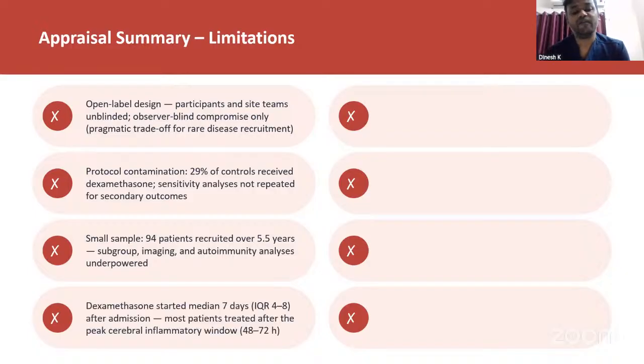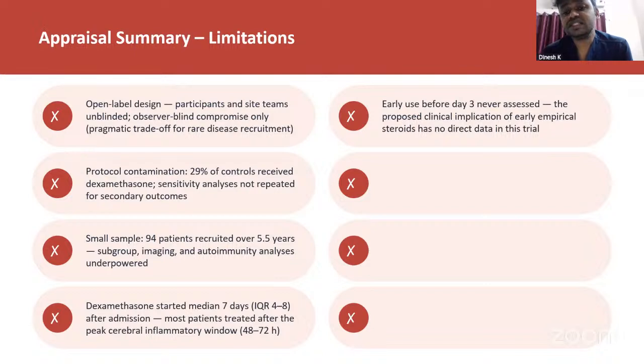The peak inflammatory window is 48 to 72 hours. If you see, the mean day of steroid was 7 days after admission, and the earliest steroid they gave was on the third day. They never gave it before the third day. Again, if you see the GAS trial also, the entry window is less than 5 days. They were not able to complete the trial. So the future trial should look into early use of steroids, at least during the peak inflammatory window period, 48 to 72 hours. This is one thing we have to keep in mind.